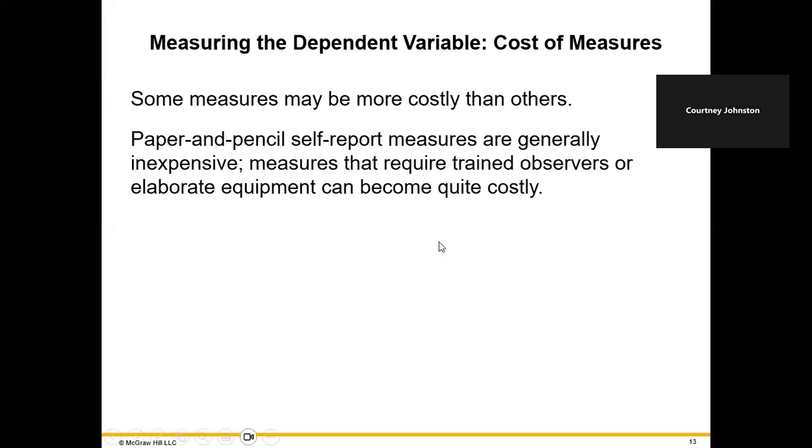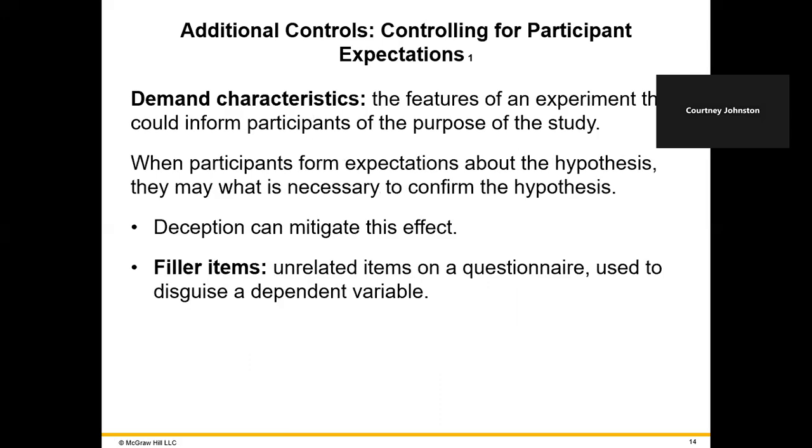Also, when it comes to measuring the dependent variable, the cost is going to make a difference as to what you can afford. Pencil and paper self-report are pretty inexpensive, but if you need to do fMRIs, that's going to be incredibly expensive. Also, controlling for participant expectations: demand characteristics are the features of the experiment that could inform participants of the purpose of the study. And so if participants form expectations, this is possibly going to result in response bias. And this is when participants base their responses on those expectations rather than on what they're actually experiencing.